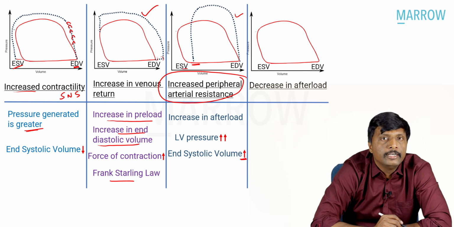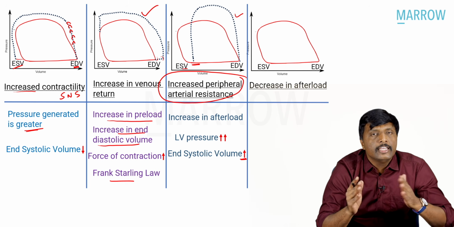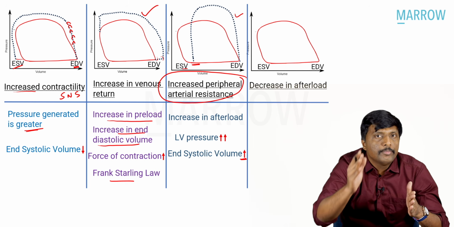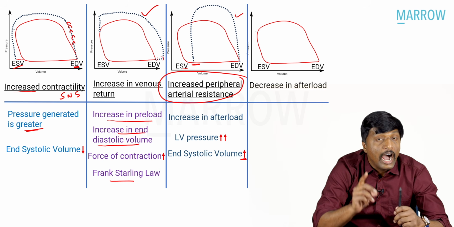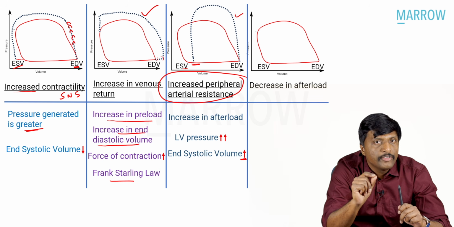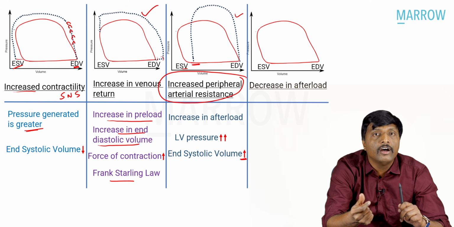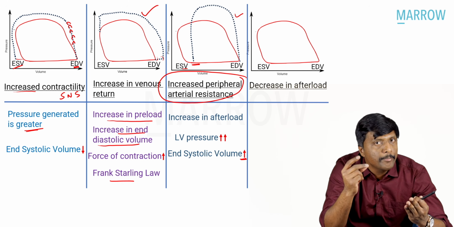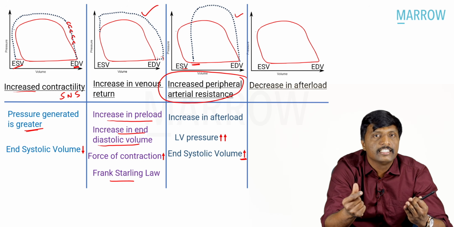But in the question, you clearly see there is no change in end systolic volume and end diastolic volume, only the pressure rises. This is at that particular moment they are recording. See, there is an increase in afterload. If you record immediately, there may not be much change in end systolic and end diastolic volume. Only the pressure generated by the ventricle increases.